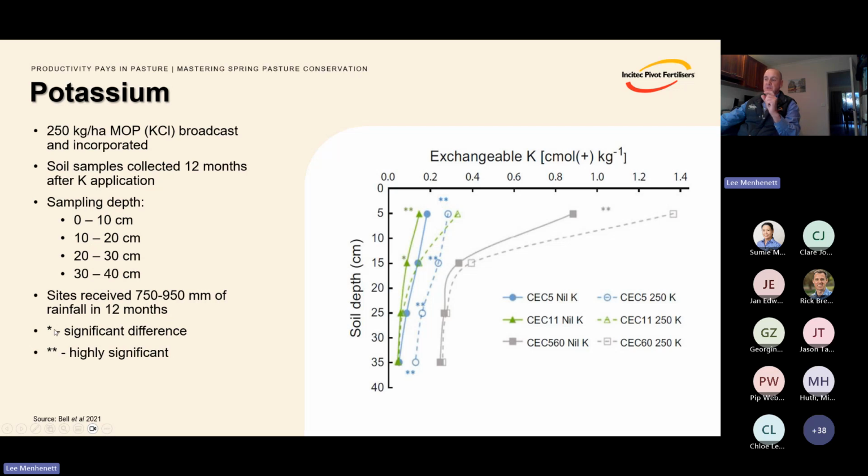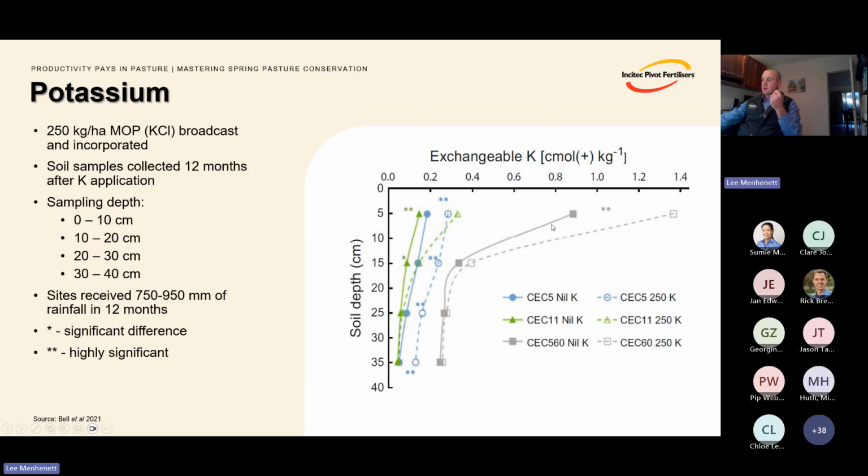Where you've got a single star, there's a significant difference, and it's highly significant with 2 stars. There are 3 soil textures. There's a light soil texture, which is the blue. There's a medium soil texture, which has a CEC of 11, in green. And then you've got this higher CEC of 56, or 60 CEC, which is in the grey.